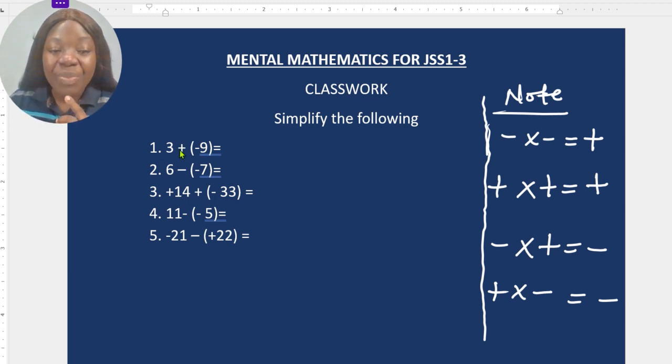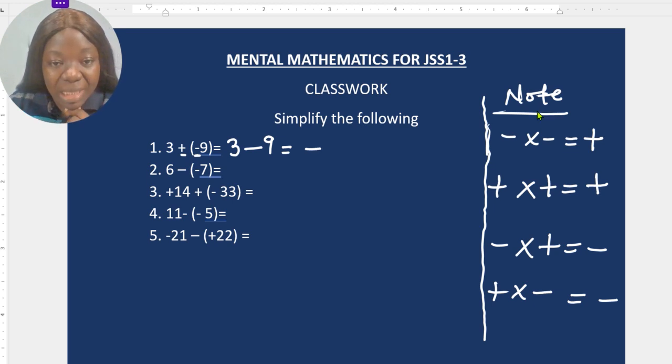So now we have 3 plus open bracket minus 9. How are you going to do this? Plus will multiply minus because plus is beside the bracket. So plus times minus is equal to minus. All right? Plus times minus is minus. So I will have 3, then minus 9. So 3 minus 9 is minus 6.